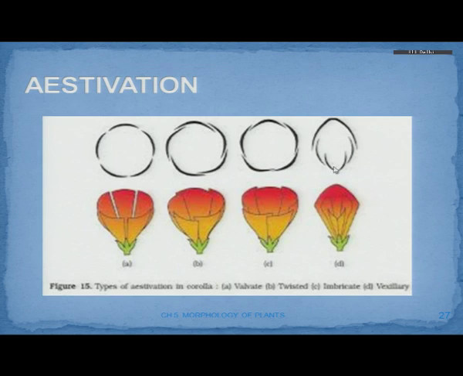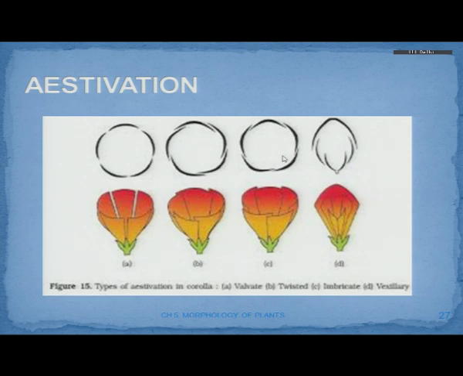This is the diagram that is given in your NCERT book, which shows the valvate aestivation, where the petals or the sepals do not touch each other, they are present at one radius, like the periphery of a circle. While the second example is that of twisted aestivation, where one edge of a petal or sepal overlaps that of the other. So, this is twisted aestivation.